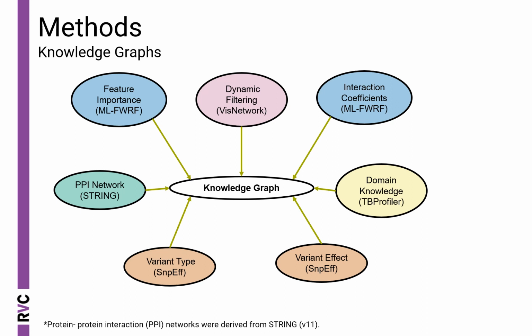As we've mentioned, interpretability is a key element of machine learning models, and therefore we wanted to focus on this aspect. We developed knowledge graphs from our multi-label feature-weighted random forest models, from which we derived interaction coefficients to build the edges between nodes of features. We then integrated domain knowledge from TB Profiler, variant type and effect from SNP-F, and also a PPI network, or protein-protein interaction network, from String. This allowed us to overlay lots of information together in order to interpret our multi-label feature-weighted random forest model to understand the interactions between features and those that might be involved in drug resistance.